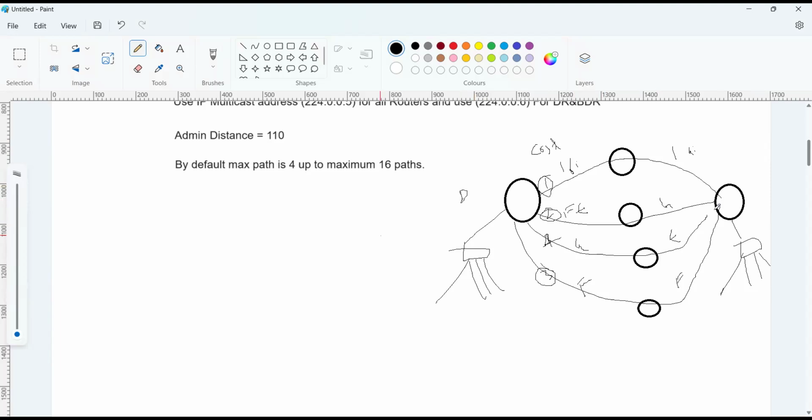It will be stored in the database table. In EIGRP we have 3 tables: neighbor table, topology table, and routing table. Here also we have 3 tables: neighbor table, database table, and routing table. In the database table, we have every path. However many paths are available, those many paths are stored. In the EIGRP topology table, the entire routing path is there. Here in the database table, the first best path, second best path will be stored likewise.